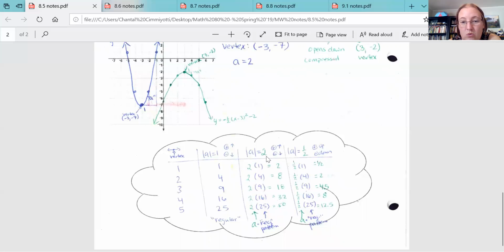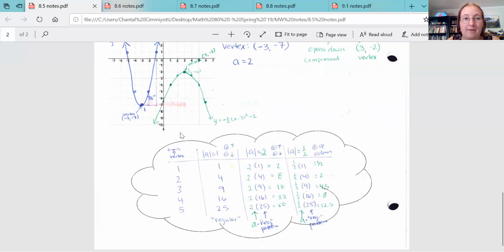If it's 2, you do twice that. So instead of 1, it would be 2. Instead of 4, it would be 8. Instead of 9, it would be 18. Or if it's a half, you just do half of those. So half of 1, half of the 4, half of the 9, half of the 16, etc. And normally, only a couple of these will actually fit on your graph.